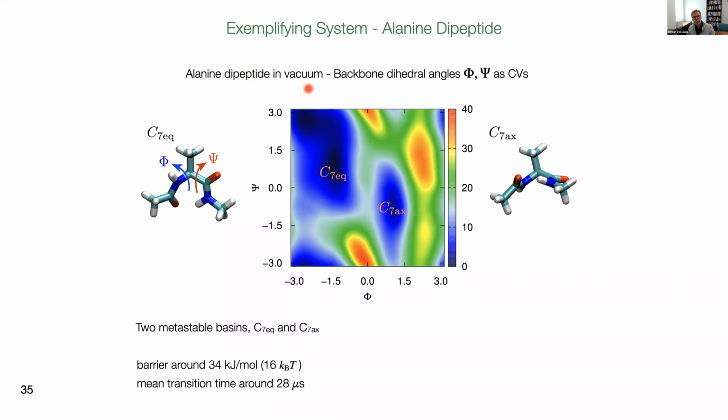Okay, so let's take an exemplifying system, alanine dipeptide. This is a very simple system: alanine dipeptide in vacuum, and here we have the backbone dihedral angles as the relevant collective variables. In this case, we use the phi and the psi variables shown here, and we have two metastable states, shown here and here. The barrier is around 16 kT, and the transition time is around 28 microseconds.